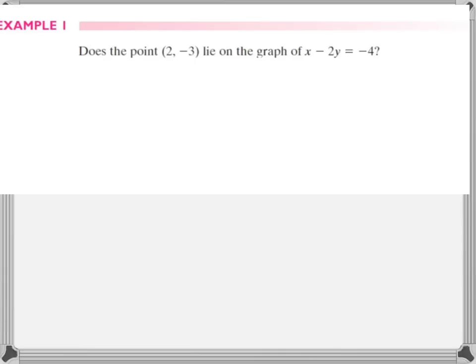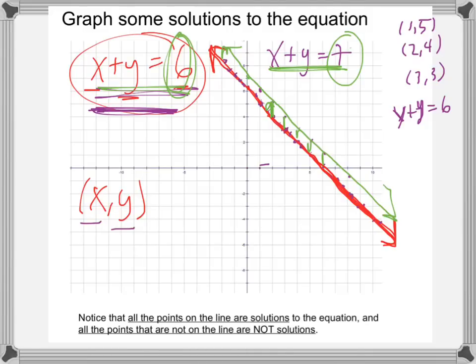Okay, so here are the types of questions that you should be able to answer. Does the point (2, -3) lie on the graph x minus 2y equals -4? So you might want to pause the video and see if you can think this through yourself, because right now you have all the things that you really need in order to answer this question. What would the point look like if it lied on this graph? Okay, and one more thing, let me just go back and explain something very quickly.